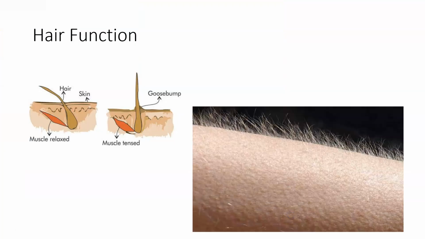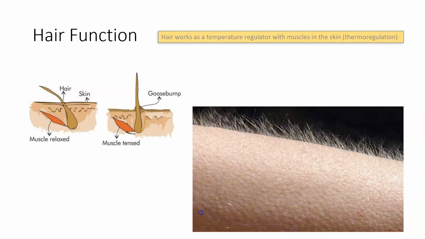So, looking specifically at the internal anatomy of a hair, you will see that there actually is a muscle that is attached to every single hair shaft through the follicle, and each one of those tiny muscles embedded within the skin layer helps to regulate whether or not the hair stands up or lays down. And so hair works as a temperature regulator with muscles in the skin, which is called thermoregulation. You actually can tense and relax these muscles, which helps stand the hairs up or lay them down.